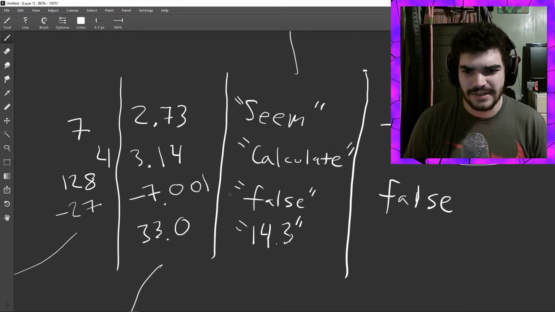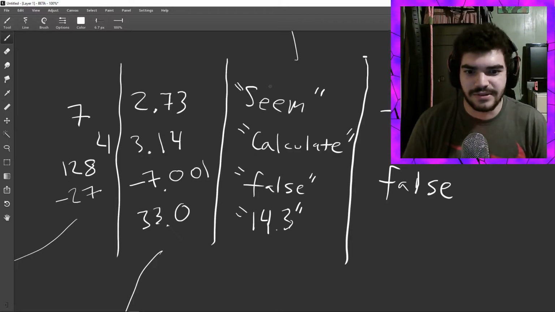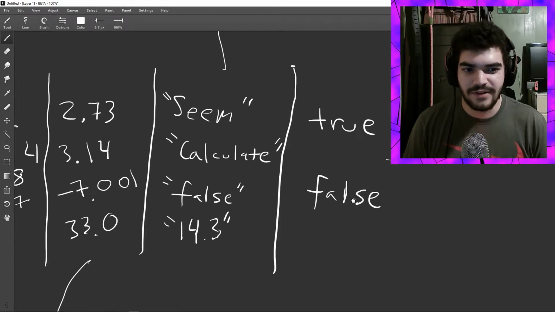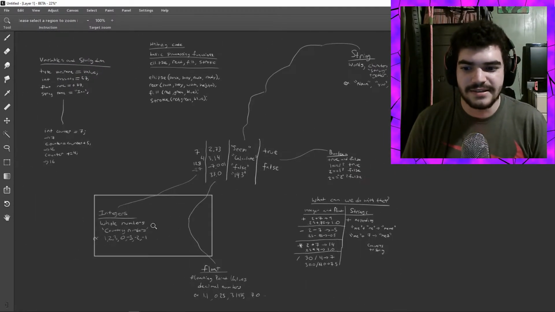So what are all of these things? Over here, you can kind of see that there's numbers. Maybe these ones are decimals. And then here we've got words within quotes. And then here we just have the value true and false. So let's go into more about what these are.